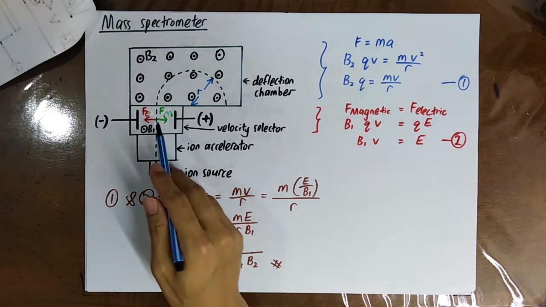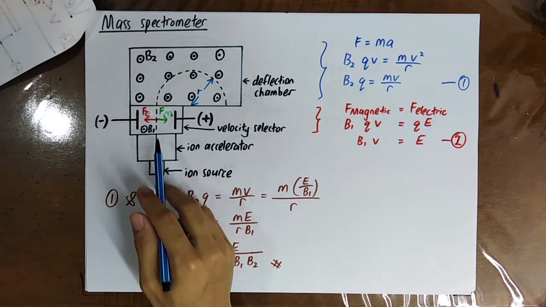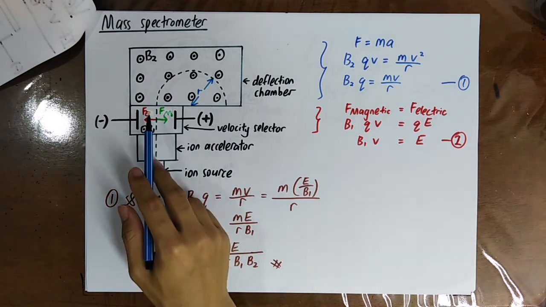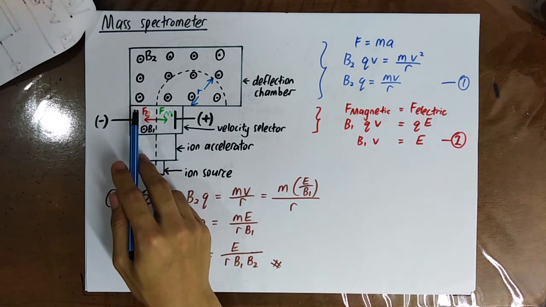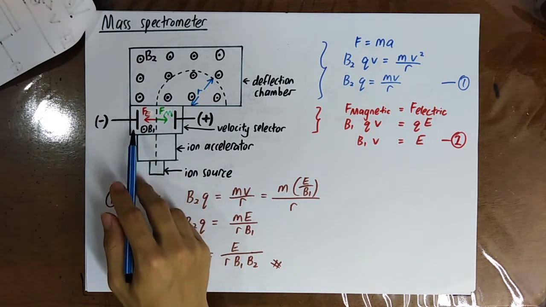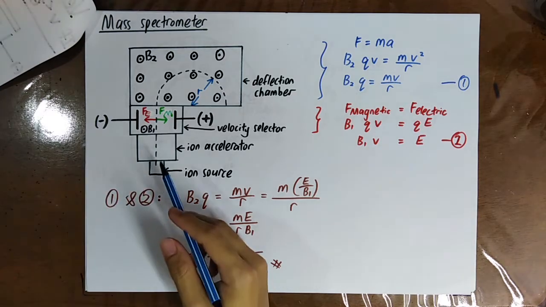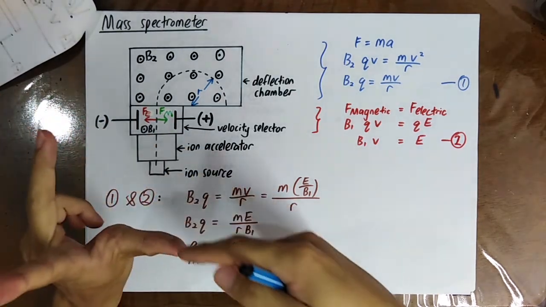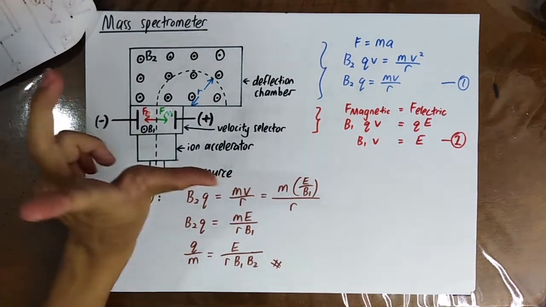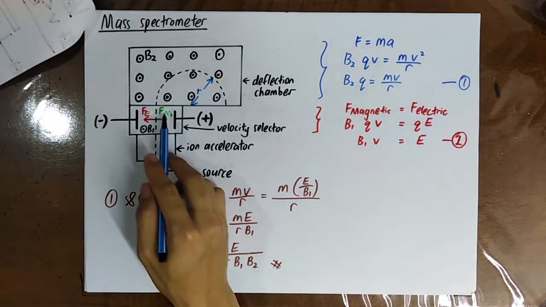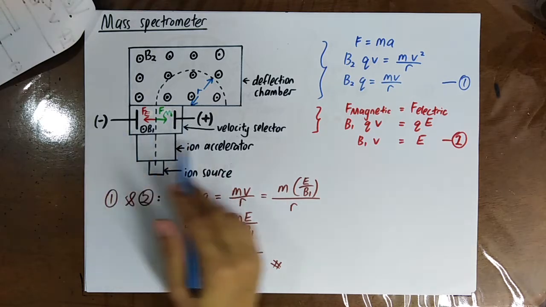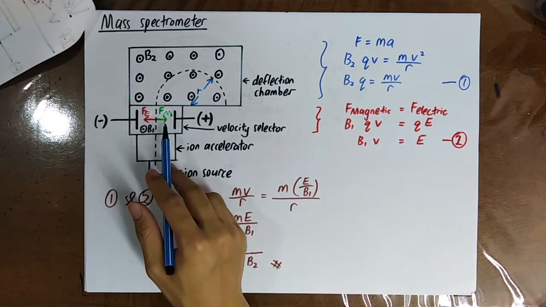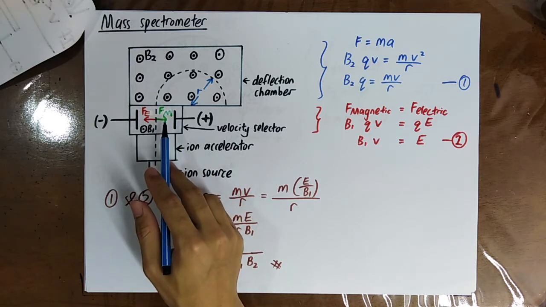So you know that the electric force on the positive ion is here, because the positive ion will tend to move to the region of lower electric potential. Then by using Fleming's left-hand rule, when B is out of the page and V is here, you know that the magnetic force is in this direction. So once again, inside the velocity selector, the direction of the electric force is opposite to the direction of the magnetic force.